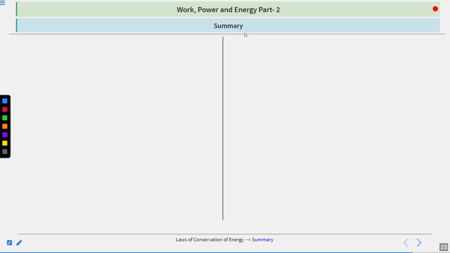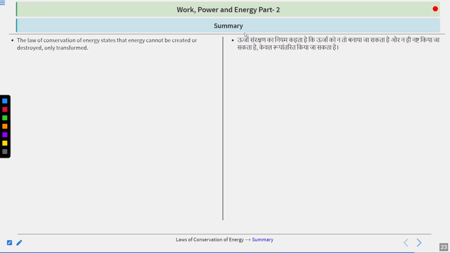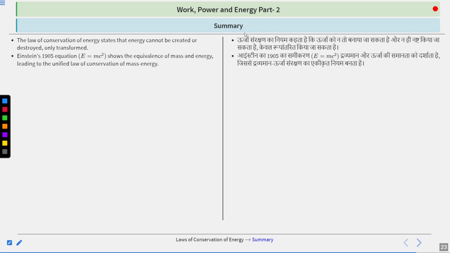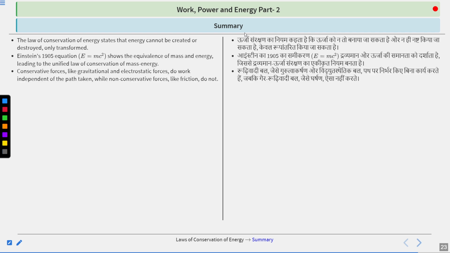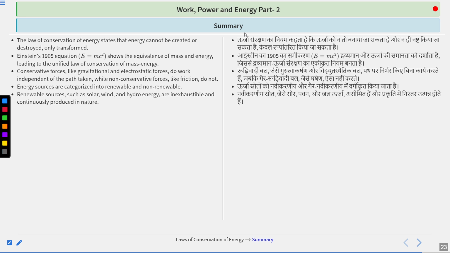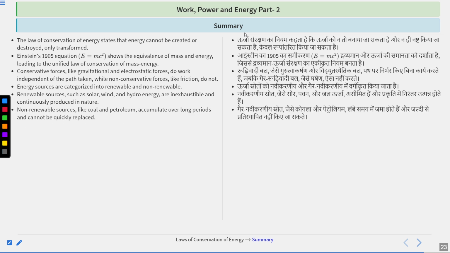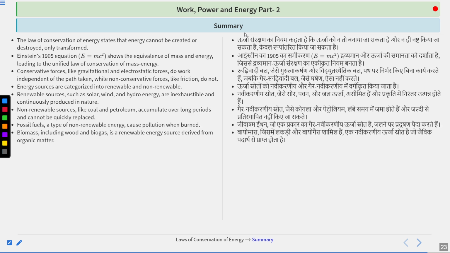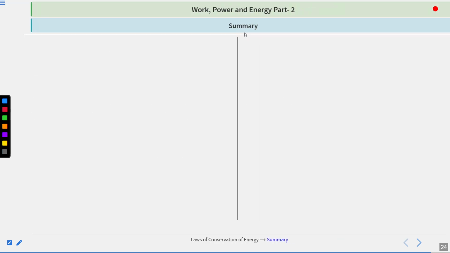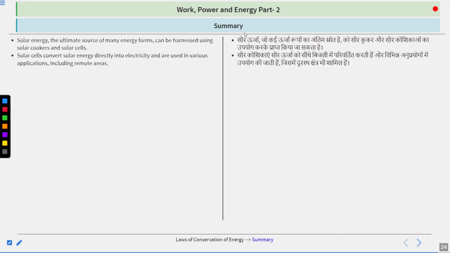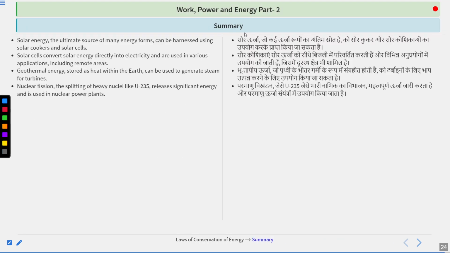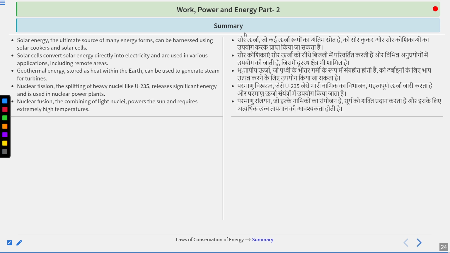Here we have finished the topic, now for the summary discussion. We have talked about the law of conservation of energy, Einstein's mass energy equivalence, conservative forces, non-conservative forces, how energy sources are categorized into renewable and non-renewable, what the renewable sources are, what the non-renewable sources are, and what fossil fuels, biomass, biogas, etc. are. We have talked about solar energy, solar cells, geothermal energy, nuclear energy, and nuclear fission.